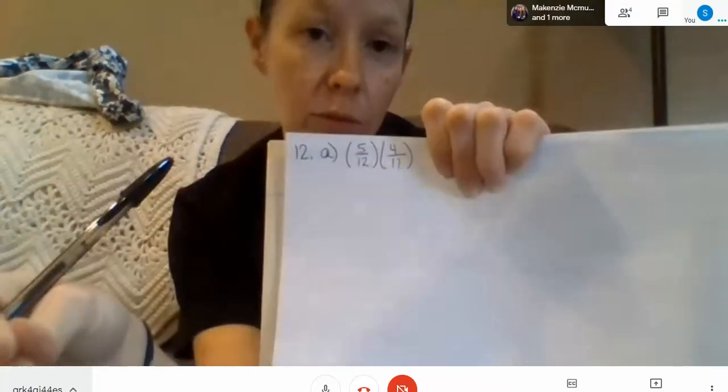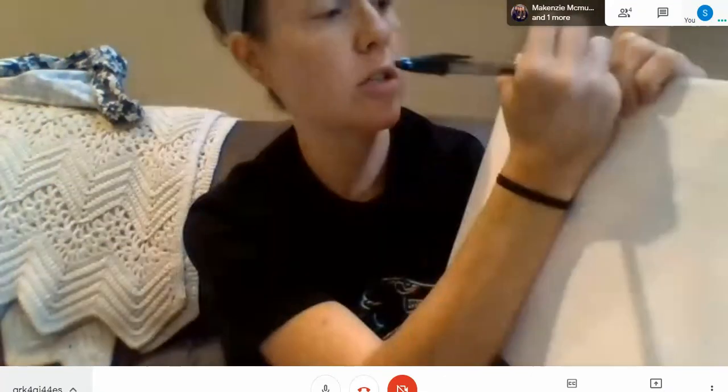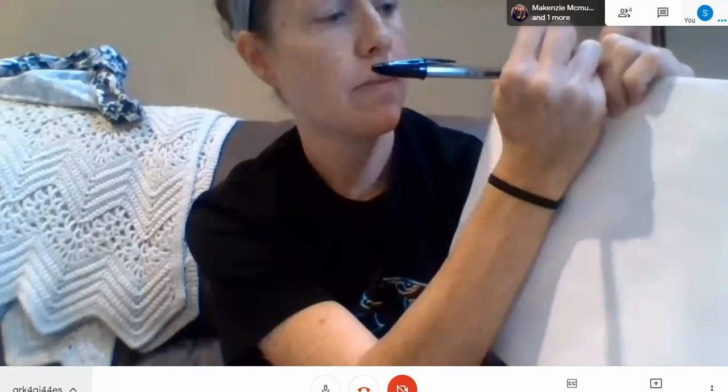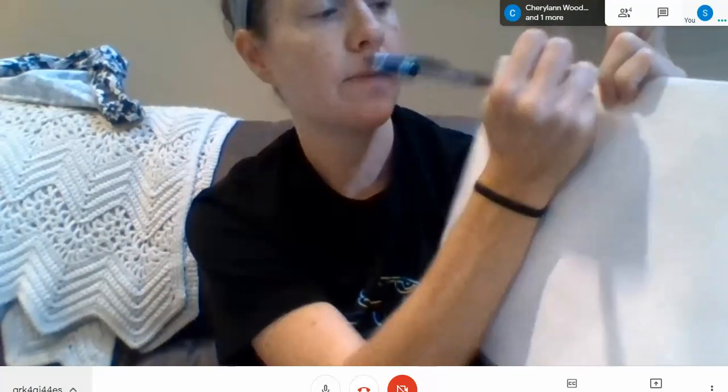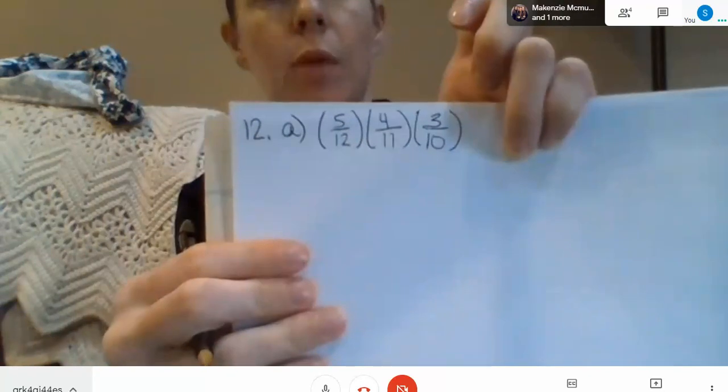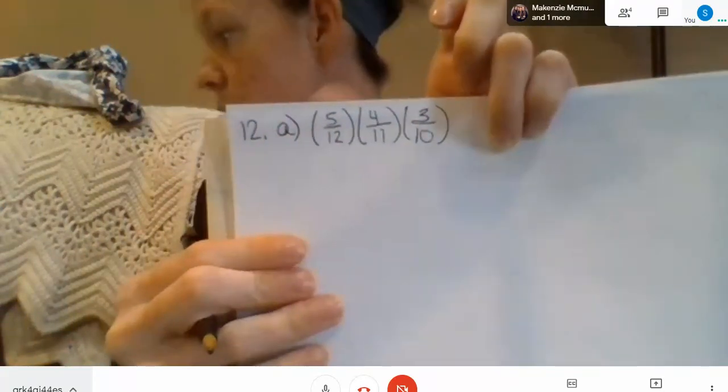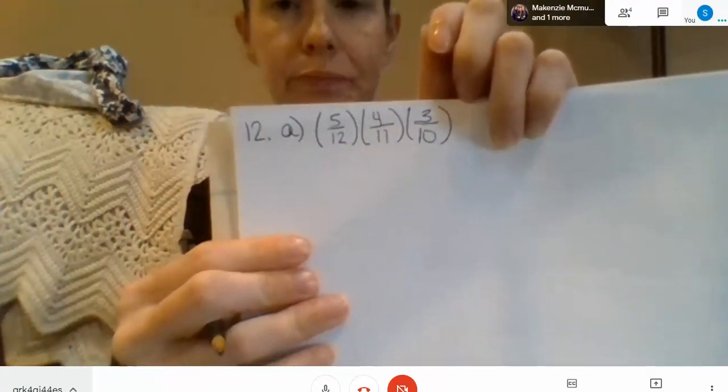And I want the third one to be traditional. So how many traditionals remain? 3. Out of how many total cans? 10. Okay, so that's part A. You just multiply those and you get your answer.